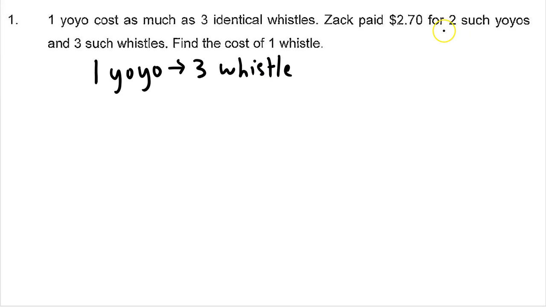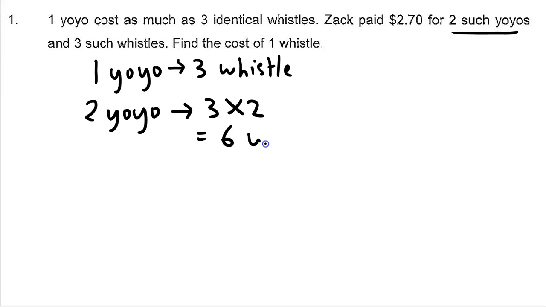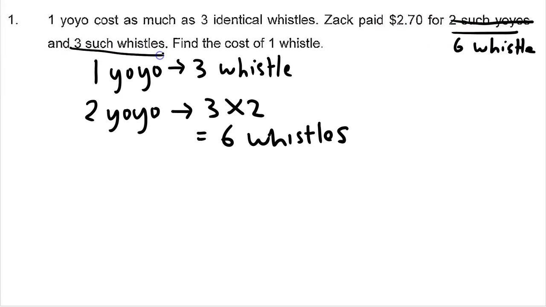So because this person called Jack bought 2 same yo-yo, this 2 yo-yo is actually in fact the same as, it's like the unitary method, the cost of 6 whistles. Right? So instead of saying you paid $270 for 2 yo-yo, you can actually say that you paid $270 for 6 whistles, because they cost the same price.